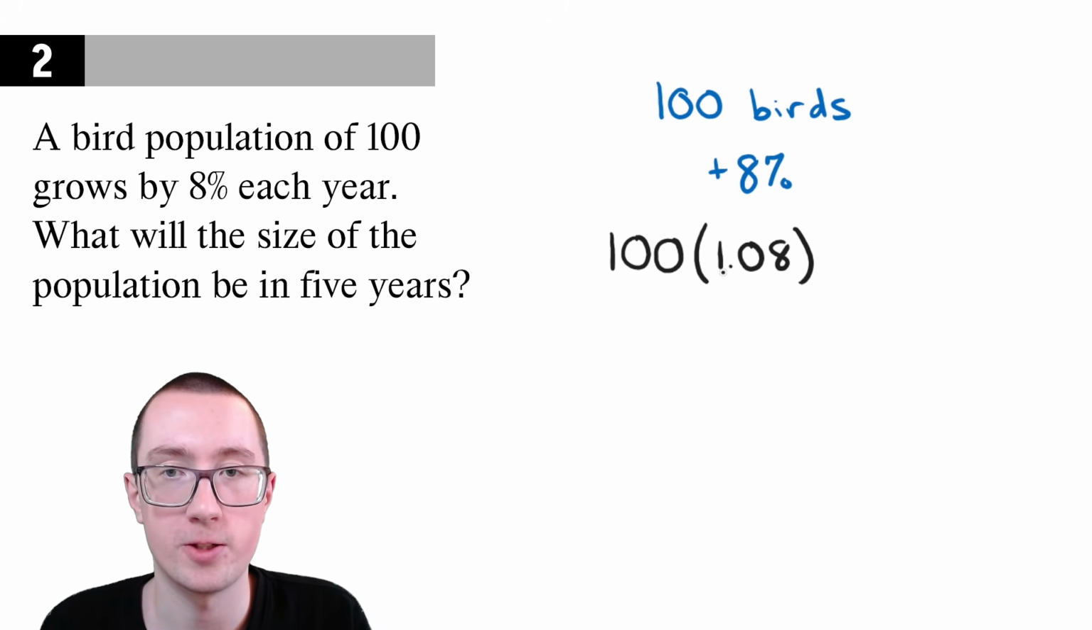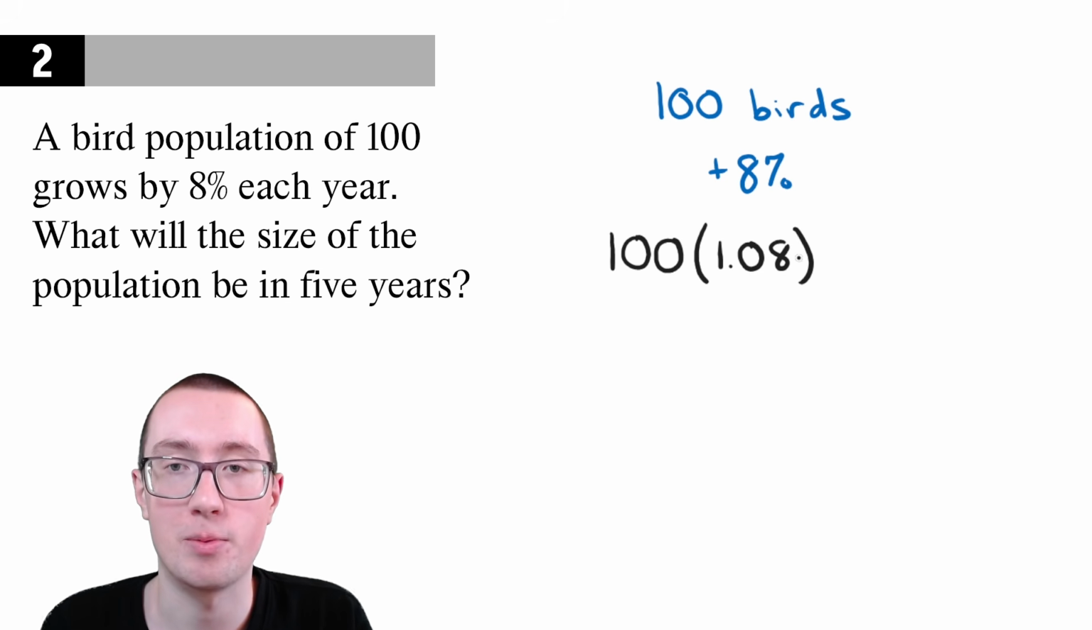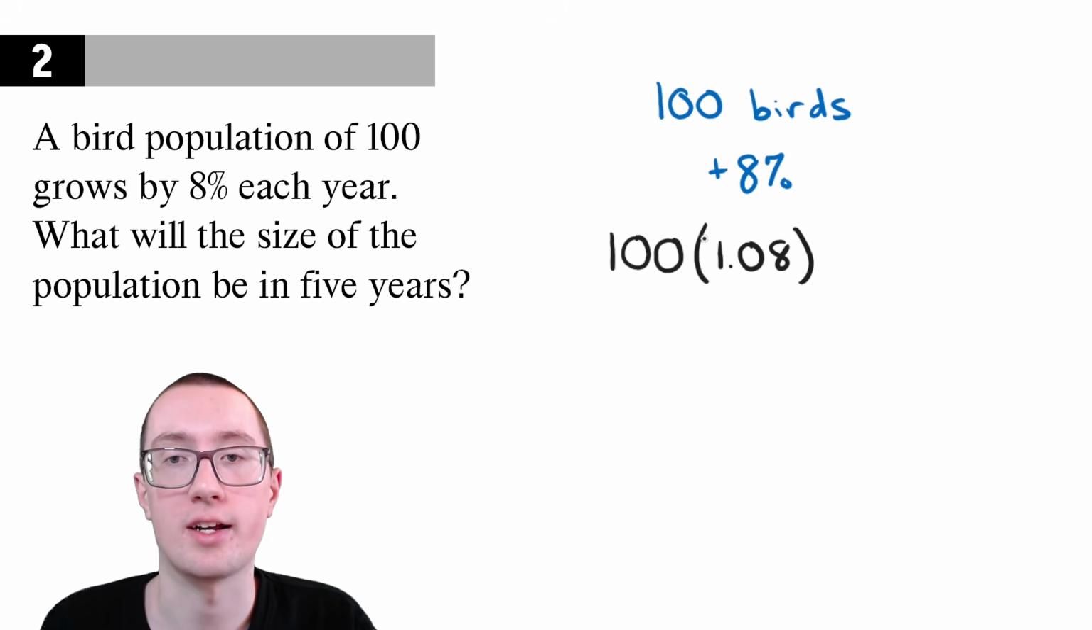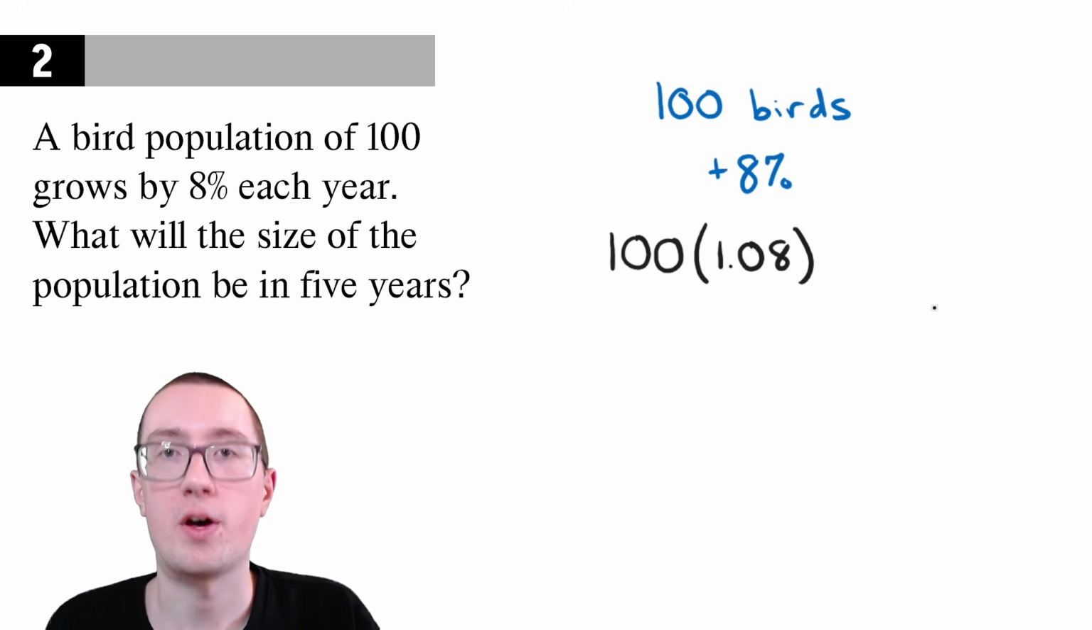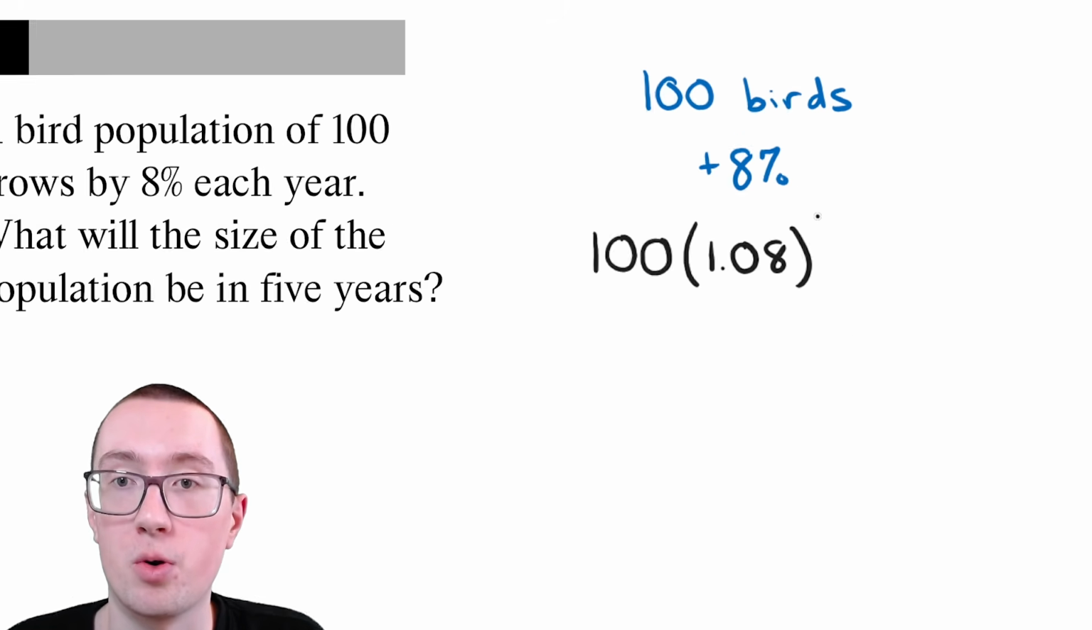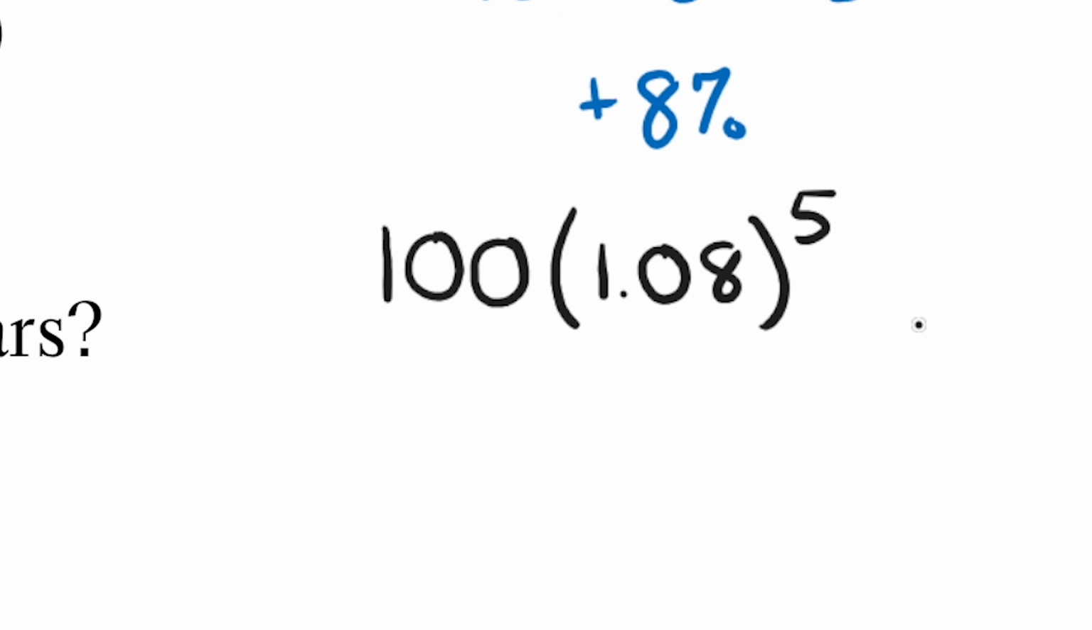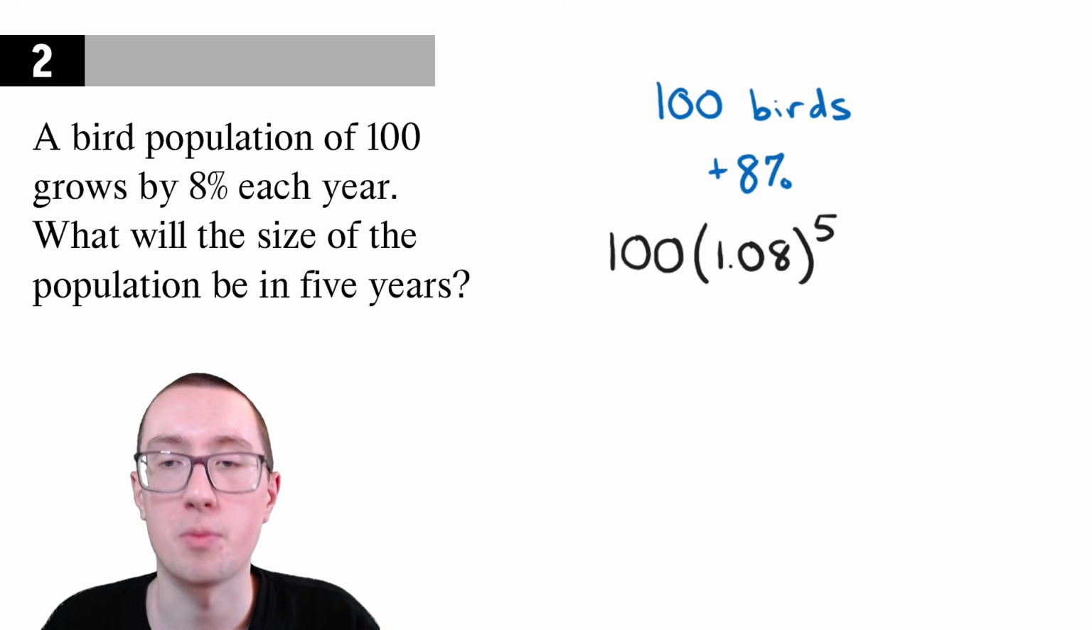We're going to keep our 100 birds, and we're adding 8% to that. So in total, it's like 108% of what we had before. And then instead of doing that 5 separate times, I'm just going to throw an exponent of 5 on here. An exponent is basically just multiplying something over and over. So instead of doing 5 different steps, let's just raise it to the 5th power.